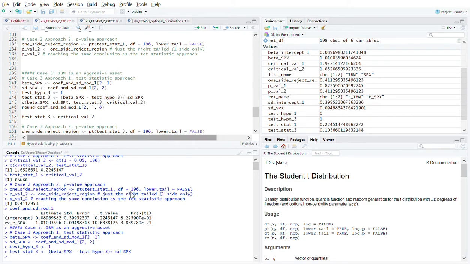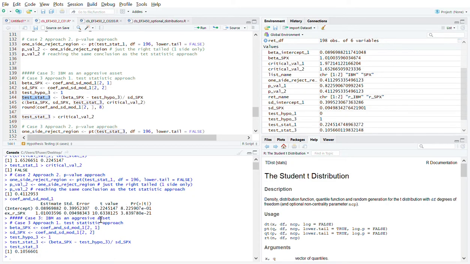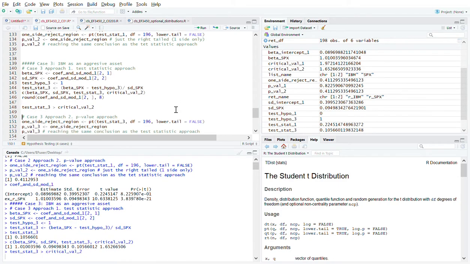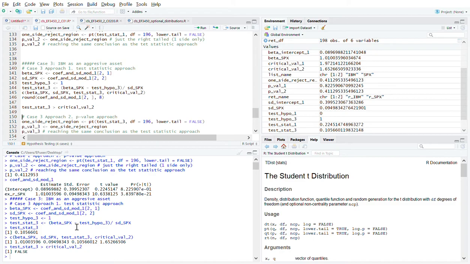We get the test statistic. Because the hypothesized value is non-zero, this time we have a test statistic that is not the same as the one reported by R. If we compare against the critical value, we can see that we cannot reject the null hypothesis that beta 2 is smaller or equal to 1, and hence we cannot conclude IBM is an aggressive asset.